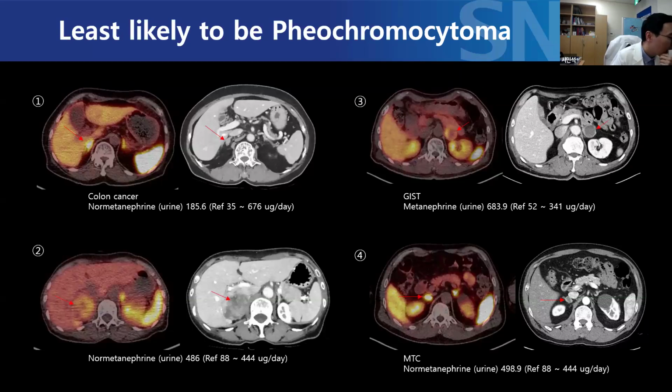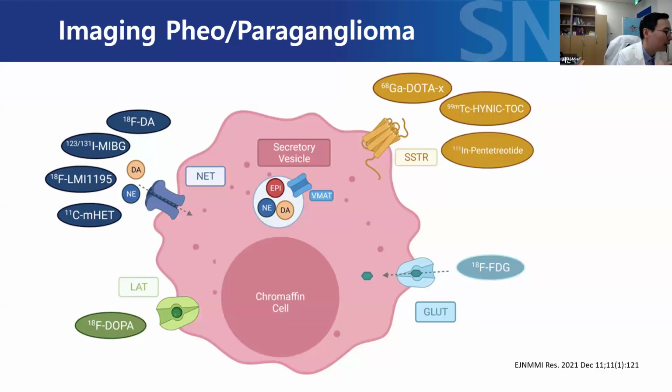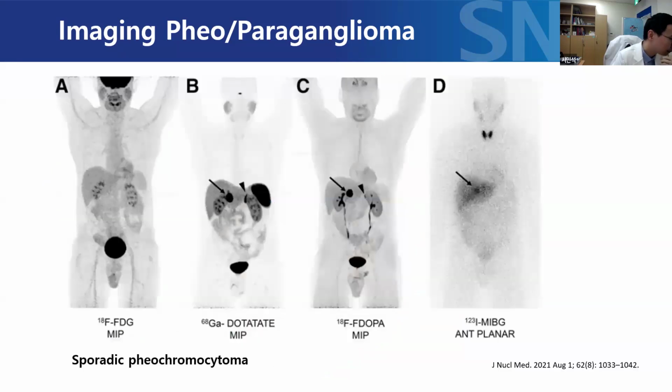What might have an impact on this variable uptake is that there can be different uptake according to the genetic subtypes. This is an illustration of what kind of imaging agents can be used for the detection of pheochromocytoma or paragangliomas. Traditionally, imaging for these tumors, MIBG or FDG for metastatic cases, has been used. However, recently, DOTATATE or F-DOPA are widely used for the detection of the lesions.